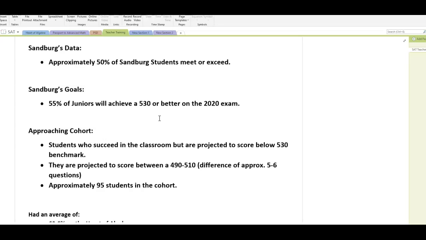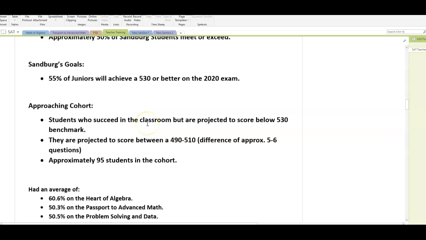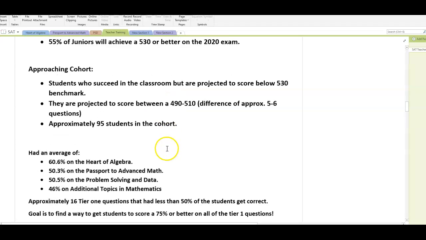It's unfortunate COVID-19 put a damper on our plans for the study hall. But overall, I think in the future, we could reach those kids and really do a good job of increasing and meeting our goal on the number of students meeting or exceeding the 530 benchmark.